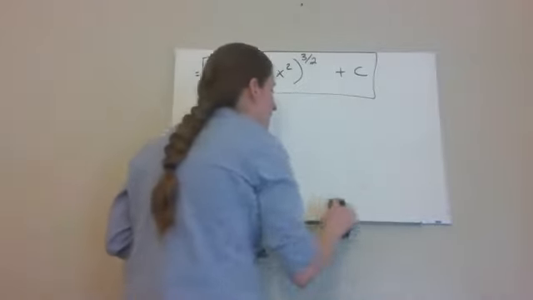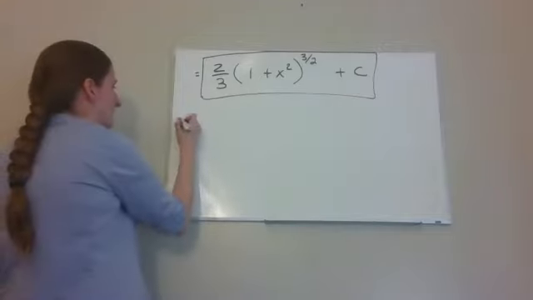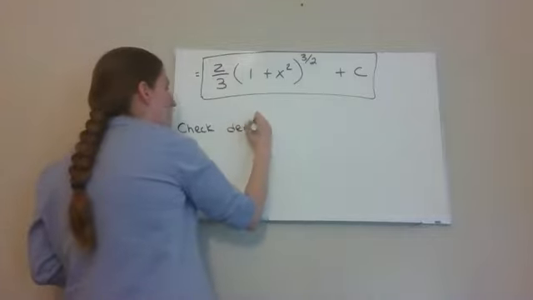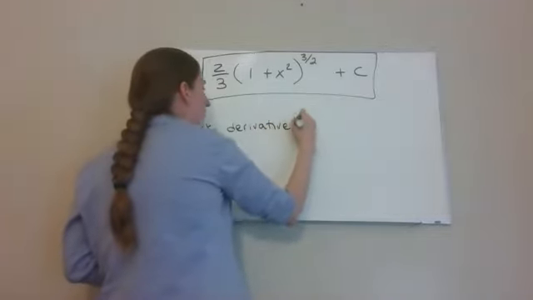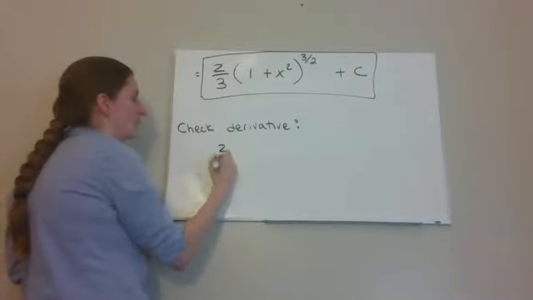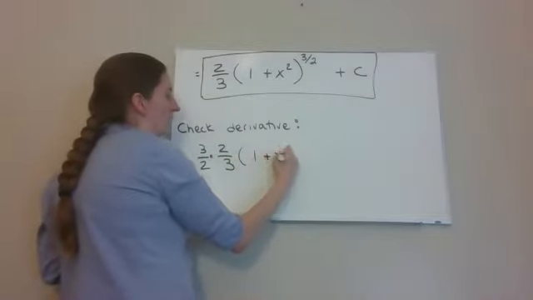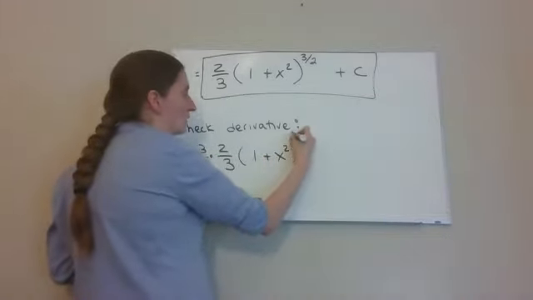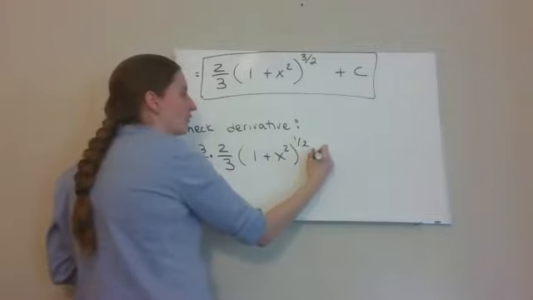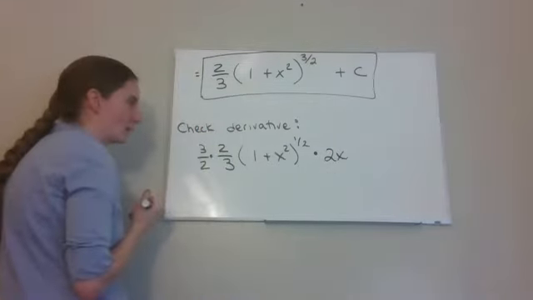So let's check it real quick. If I check this derivative, we're going to need a chain rule to do this derivative. My 3/2 is going to come down and multiply in the front. My new exponent is going to be 1 smaller. 3/2 minus 1 is 1/2. And the derivative of my inside function is 2x. Derivative of c is 0.